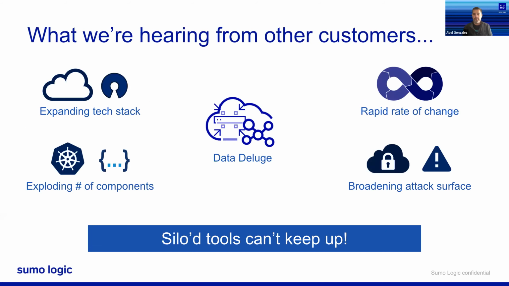First, what we're hearing from other customers is that they have this expanding tech stack with an exploding number of components and a rapid rate of change, which is really causing a deluge of data as far as machine telemetry that's being generated. And they're seeing that keeping all of these tools siloed, they cannot keep up with this change in the paradigm of how their applications are being used.